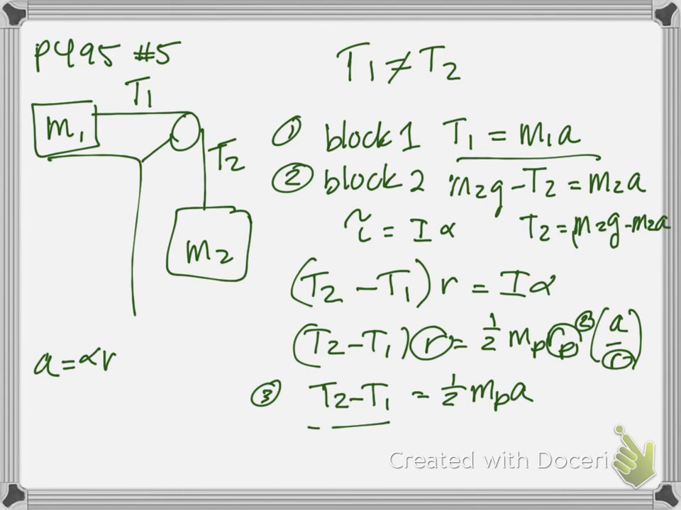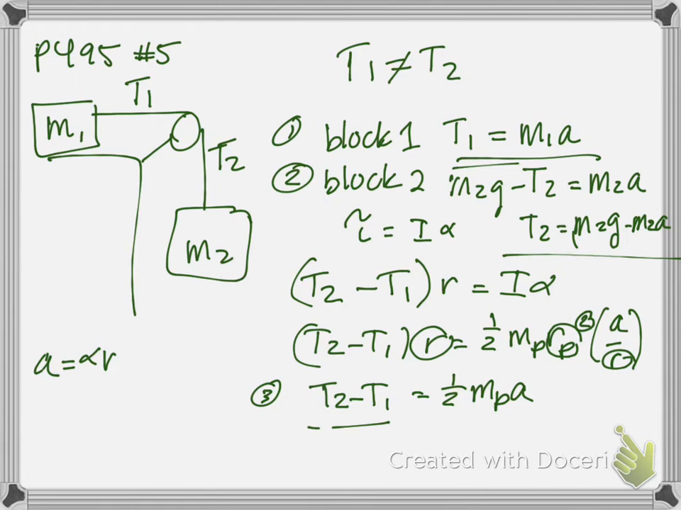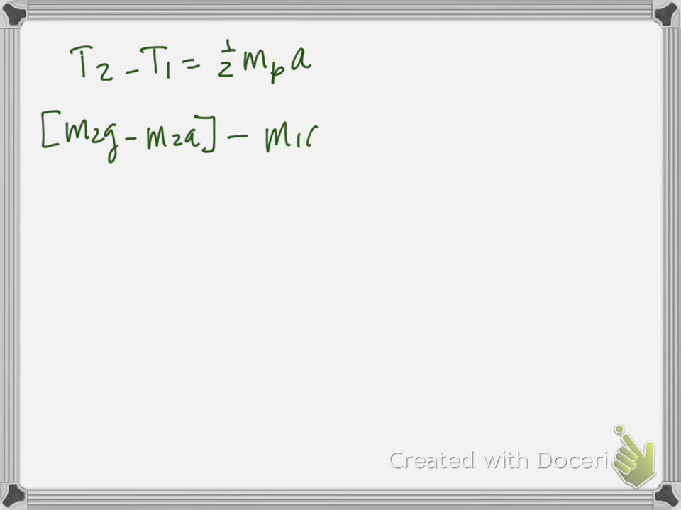So let me write this again, T2 minus T1 equals 1/2 the mass of the pulley times the acceleration. There's my expression for T2, so I'm going to write that down: M2G minus M2A, minus, now I need my expression for T1, which is a little easier right there. Minus M1A equals 1/2 the mass of the pulley times A.